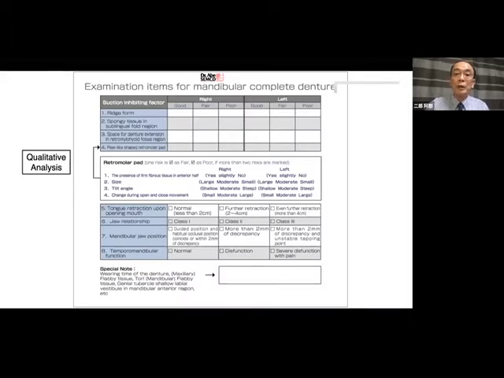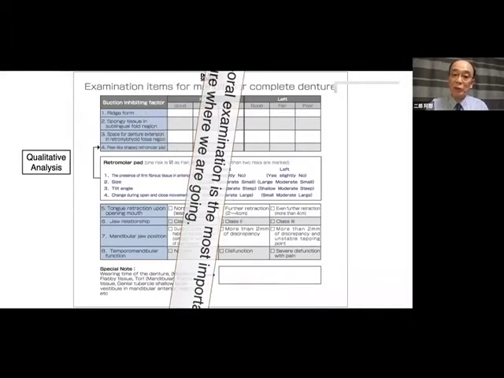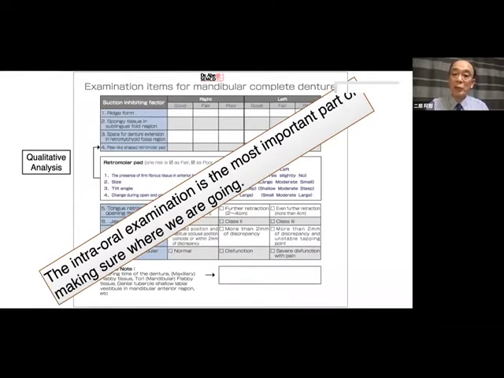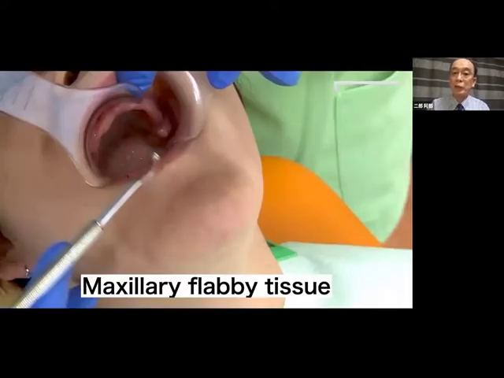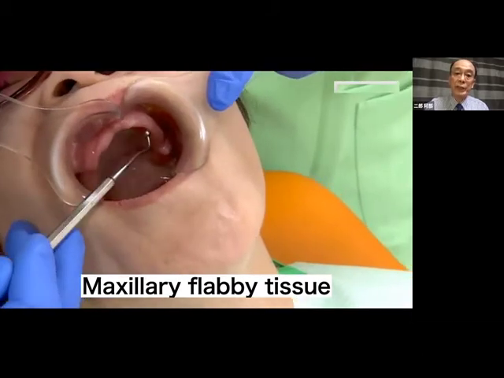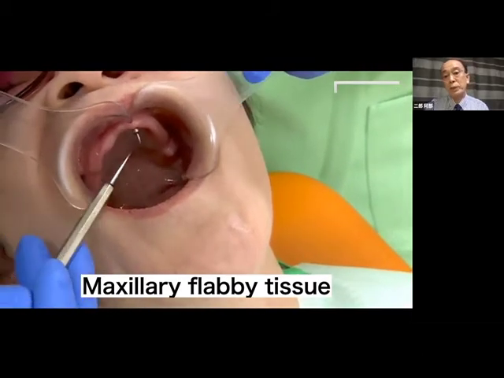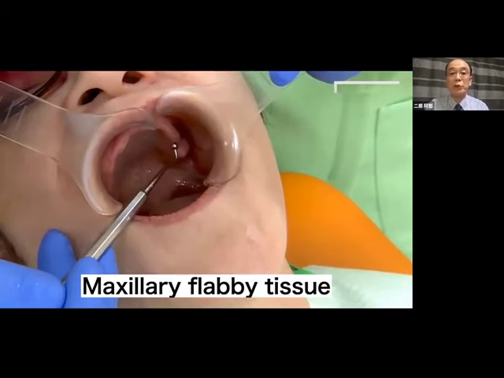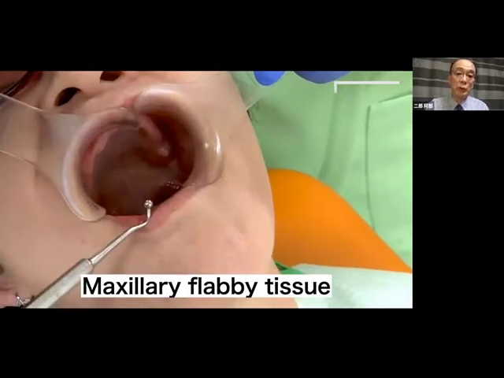So this is the outcome of the intraoral examination. Intraoral examination is the most important part of making sure we know where we are going and what we are promising the patient on the patient's initial visit. So let's move on to the intraoral examination for the maxilla. Flabby tissue is present from the left first premolar to the right first premolar.